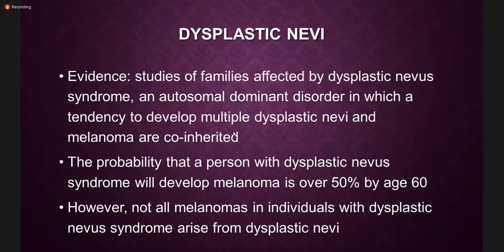So they worked on this, and there were studies of families which were affected by dysplastic nevi syndrome. An individual in these families would have a number of dysplastic nevi, hundreds of them, and over time these dysplastic nevi would turn into a melanoma. So this is an autosomal disorder which has a tendency to develop multiple dysplastic nevi and melanoma. The probability that a person with dysplastic nevi syndrome will develop melanoma is over 50% by the age of 60 years. However, not all the melanomas in individuals with dysplastic nevi syndrome arise from dysplastic nevi.